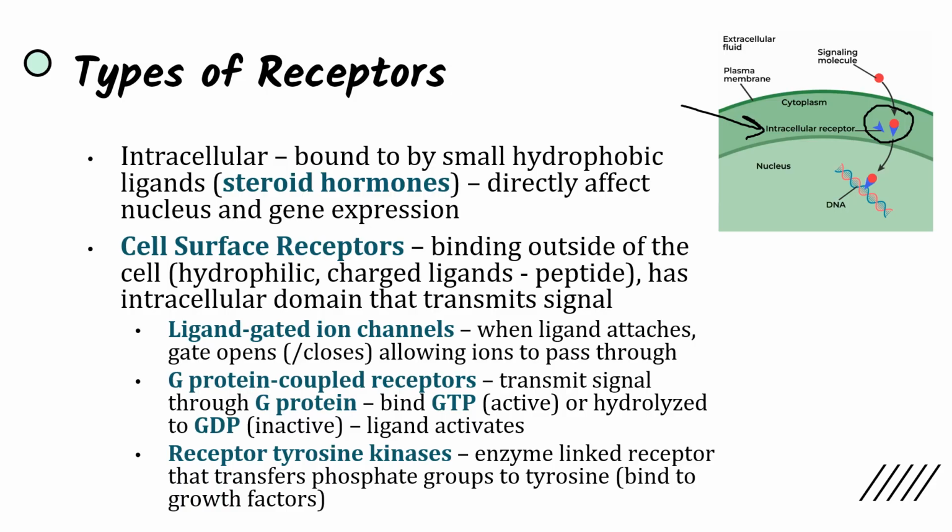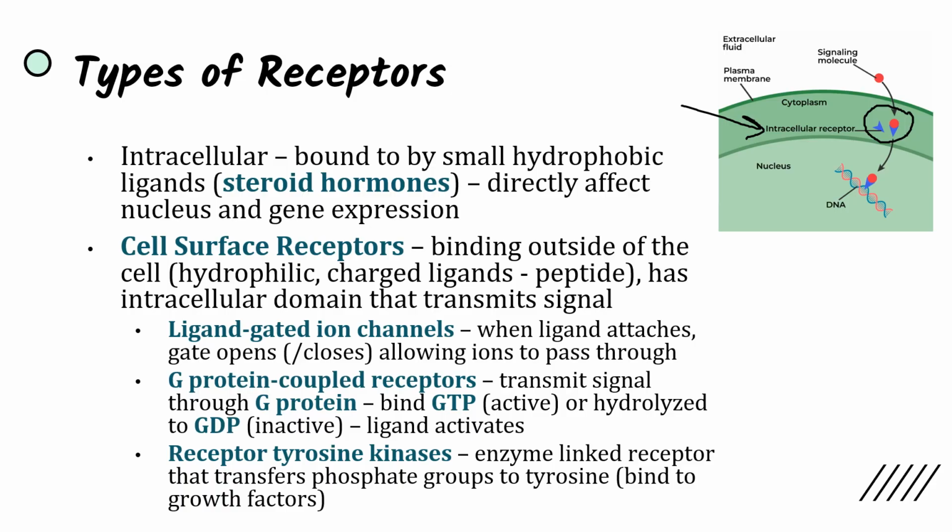And there are three kinds that we're going to look at. First of all, there are ligand-gated ion channels. And these are proteins that allow passage of ions across the cell membrane. And when the ligand is going to attach, the gate is going to open or close, allowing ions to pass through or stop passing through. And this is going to change the charges inside the cell, as well as, if they're hydrogen ions, the pH.